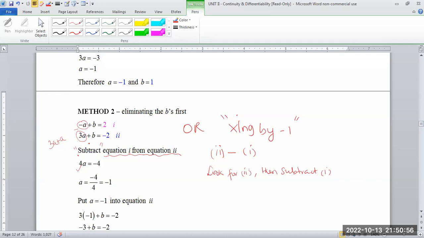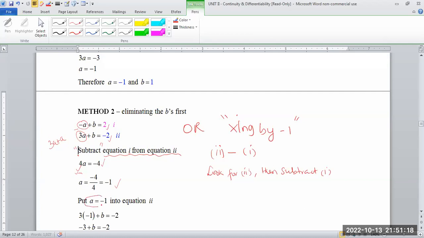It's going to be -2. Second equation, -2 minus 2 is -4. Divide both sides by 4. Divide both sides by whatever is in front of a to find a. So I'm going to get a to be equal to -1.